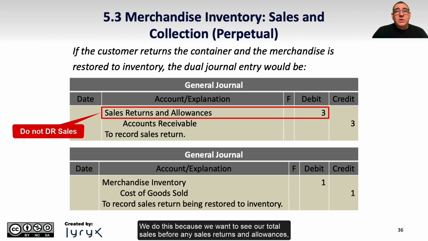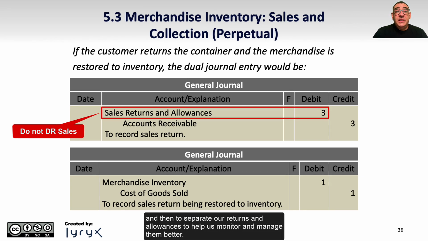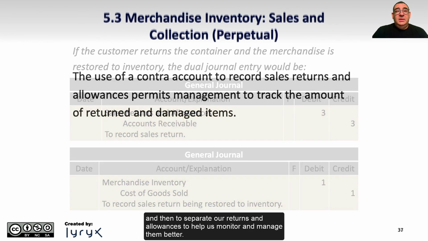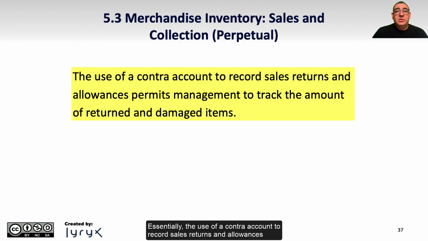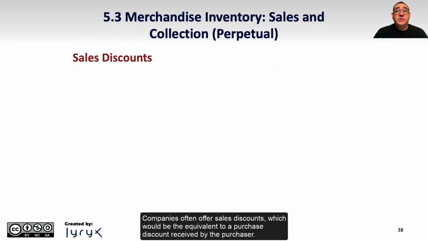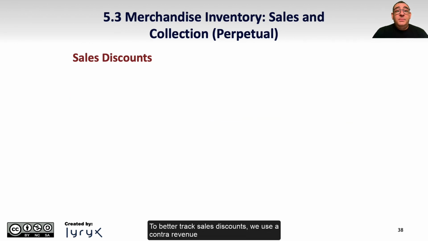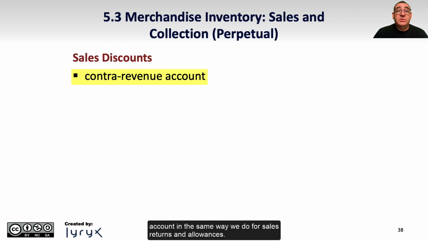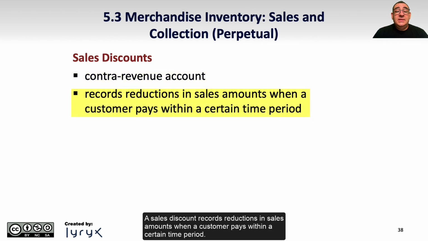We do this because we want to see our total sales before any sales returns and allowances, and then to separate our returns and allowances to help us monitor and manage them better. Essentially, the use of a contra account to record sales returns and allowances permits management to track the amount of returned and damaged items. Companies often offer sales discounts, which would be the equivalent to a purchase discount received by the purchaser. To better track sales discounts, we use a contra revenue account in the same way we do for sales returns and allowances.